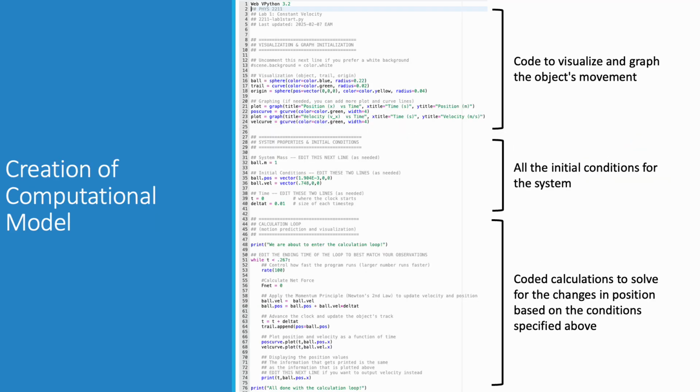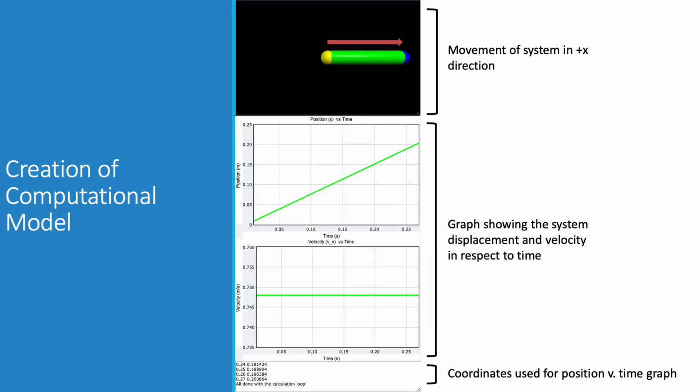And next, I created the computational model, which I got the code from my professor, and then I made it my own. So first, I had the code to visualize and graph the object's movement. I put in all the initial conditions of the system, as seen in the last video or picture. And finally, the coded calculations to solve for the changes in position based on the conditions specified above. And so this is what it looked like in the end. This showed the movement in the positive x-hat direction, and also two graphs mapping out the displacement and the velocity with respect to time. And then at the very end, it just showed the little coordinates.